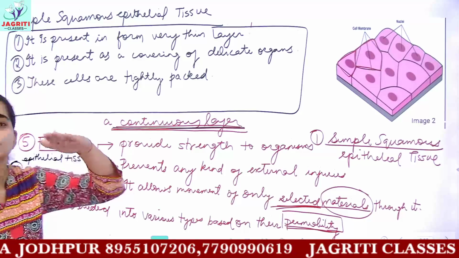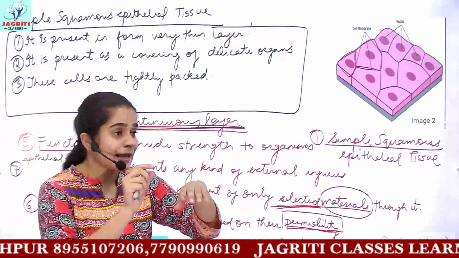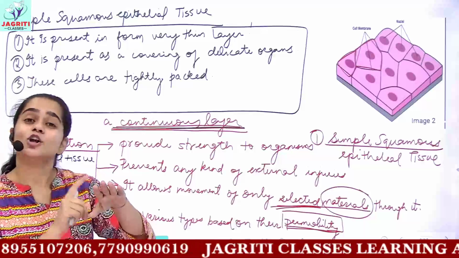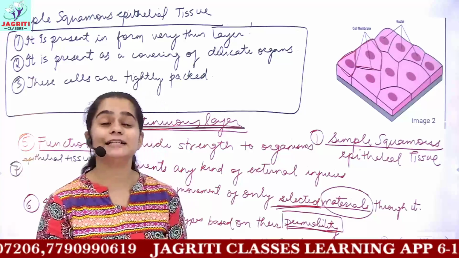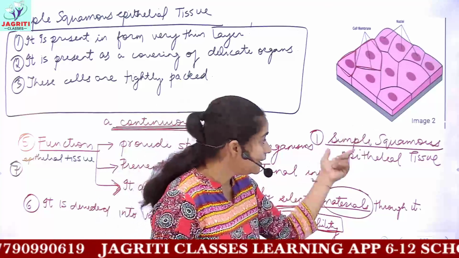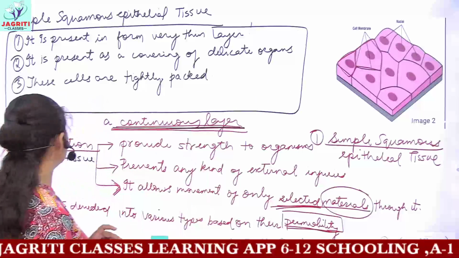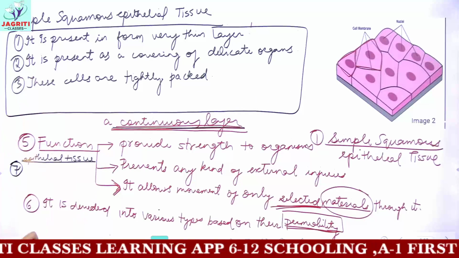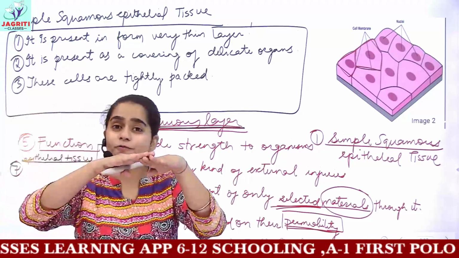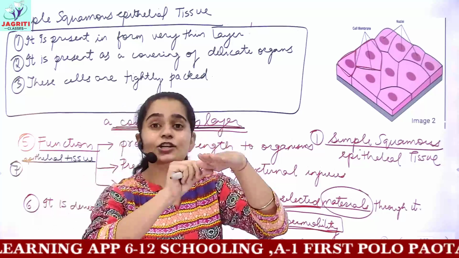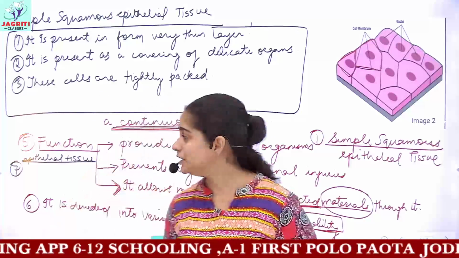Epithelial is the outermost tissue present in animals. Like we'll see that skin is also a kind of epithelial, and it comes in the category of stratified squamous epithelium. Okay, we'll deal with it in the next section. So this epithelial tissue is present at the outermost side of your body, and then you have different tissues also inside this epithelial tissue.